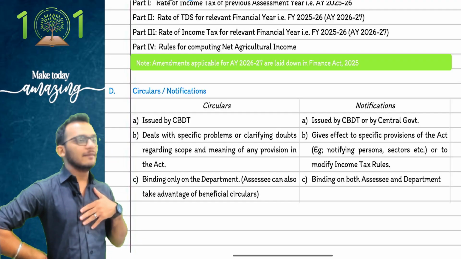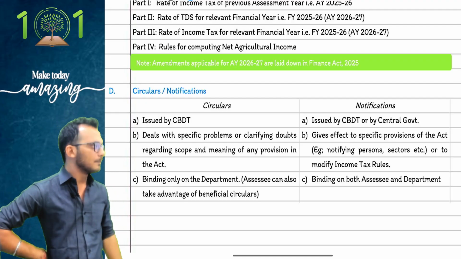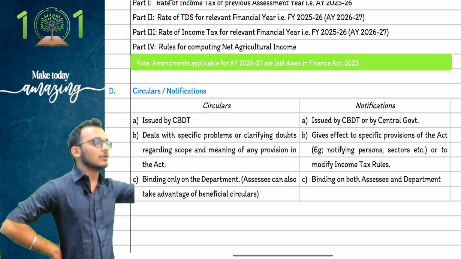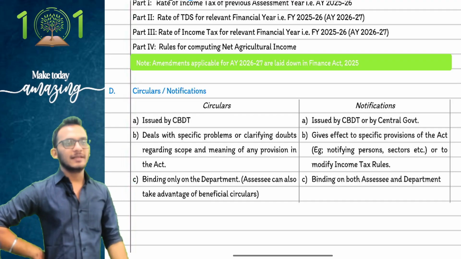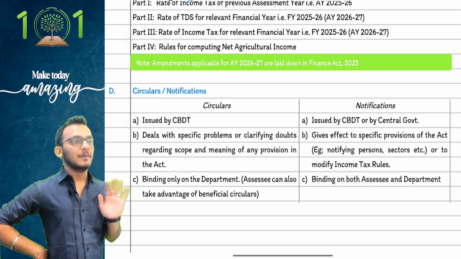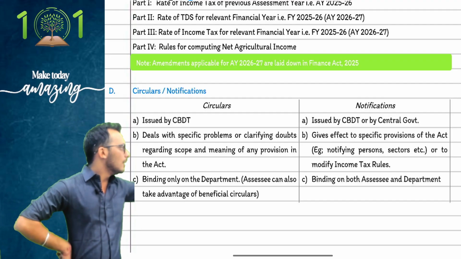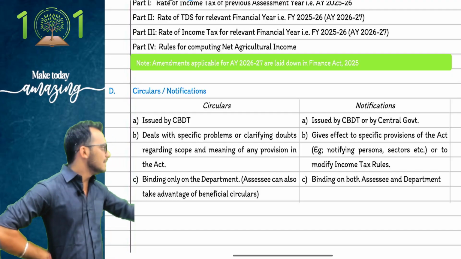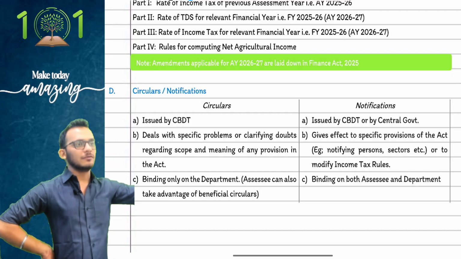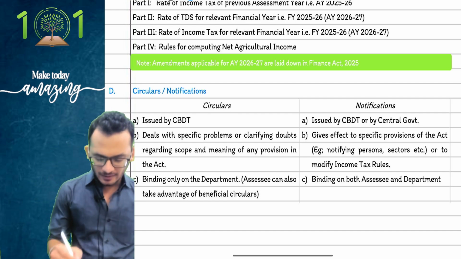Like I told you, people, I will go to the boss of the CBDT and say, sir, something is not clear. You give me an answer. Yes. So they're helping you with clarifying doubts or defining any problem statements. However, when they do it, it only applies to the department, does not apply to individuals, which means binding only on the department. Assessees can take the benefit of the beneficial circulars. Clear? Yes. The last point is what you're going to mark as important.